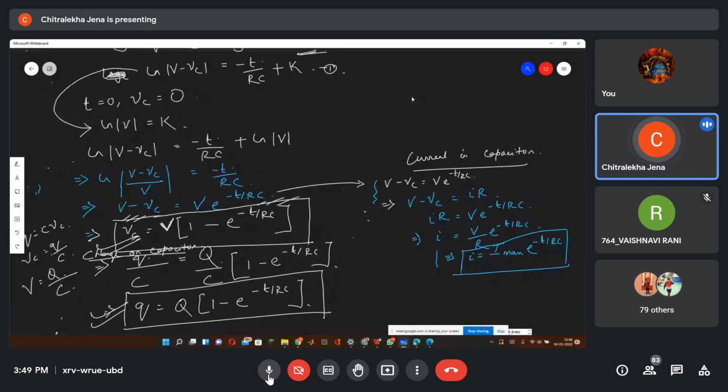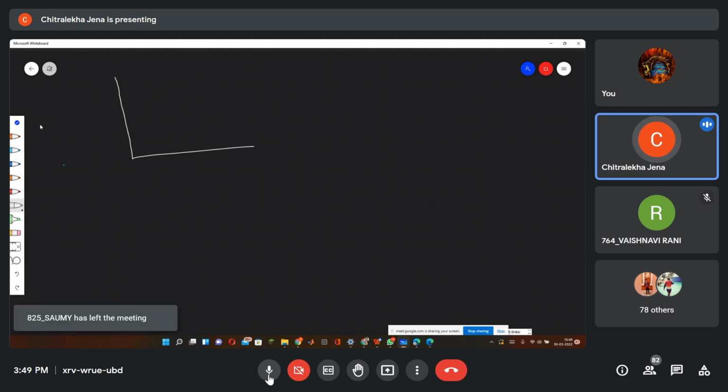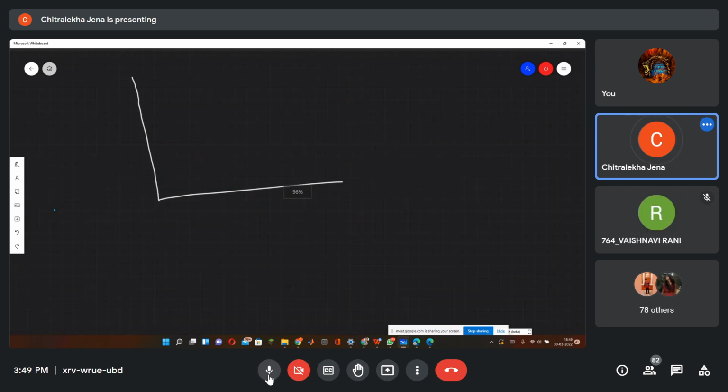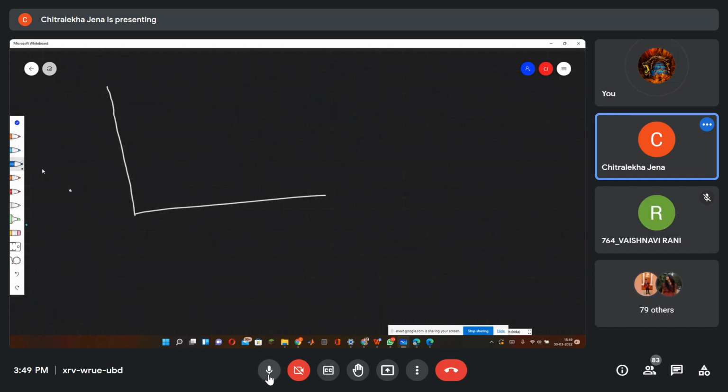Look in the copy for the equation, I cannot keep going back and forth to the board. Okay. Now if I draw the graph of current versus time, I have found three equations: for voltage, for current, and for charge. So I will draw three graphs.